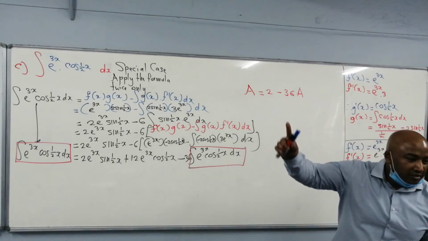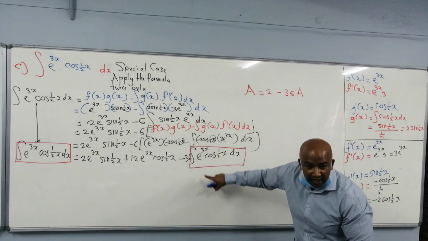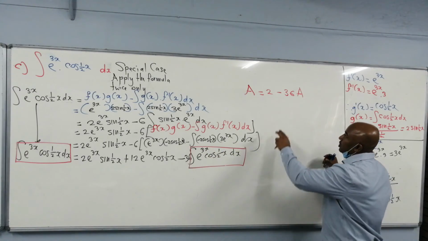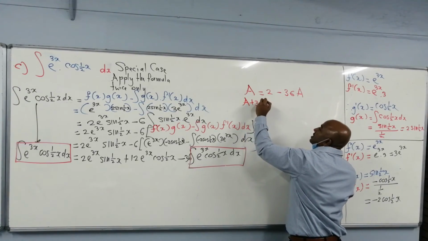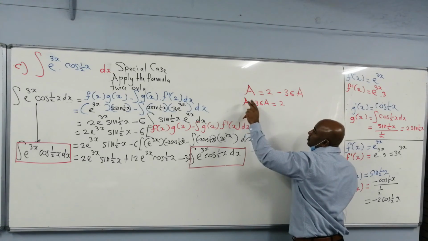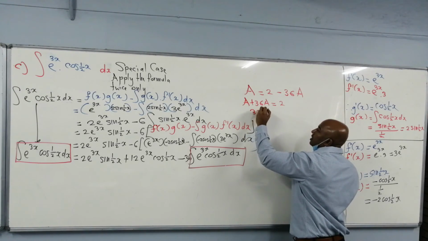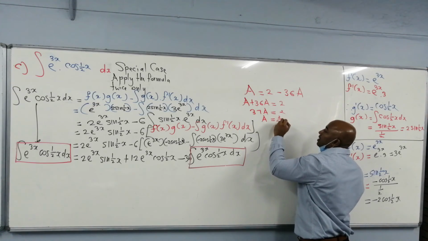You take them all to one side. It's the same thing. It's just that I don't have a. This is like my a now. Can you see that? So I'll take this to the left hand side. So I'll go a plus 36a is equal to 2 or whatever the rest is there. So a plus 36a is 37a is equal to 2. So a is equal to 2 over 37.